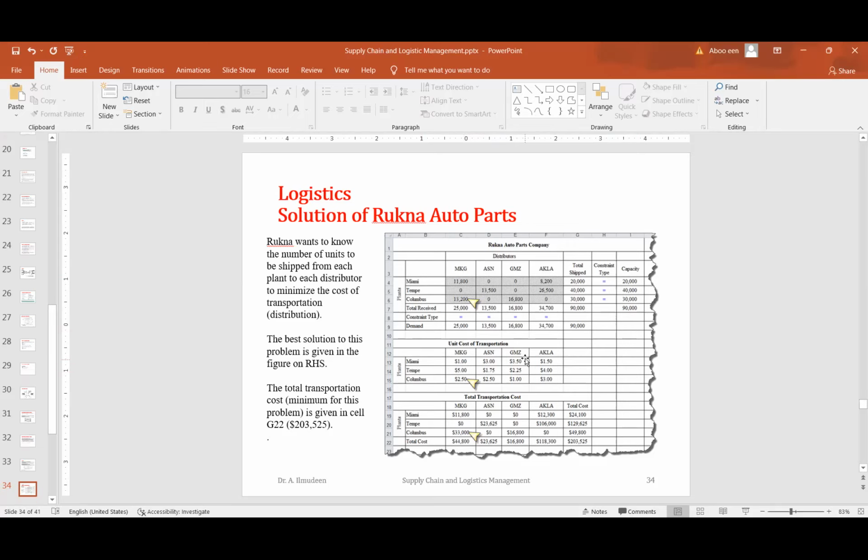Again, they are looking for the optimal place. From here, $12,300 is the cost, because they are requesting 8,200 units, and their transportation cost is 1.5. 8,200 and 1.5.